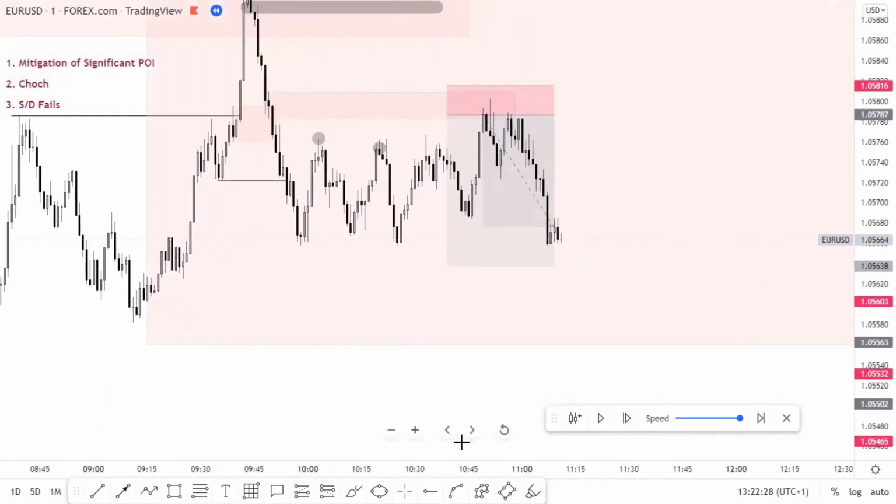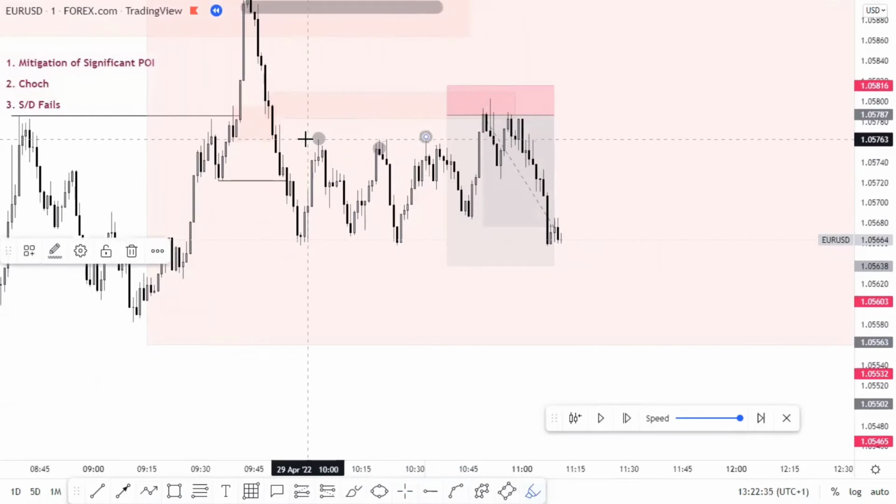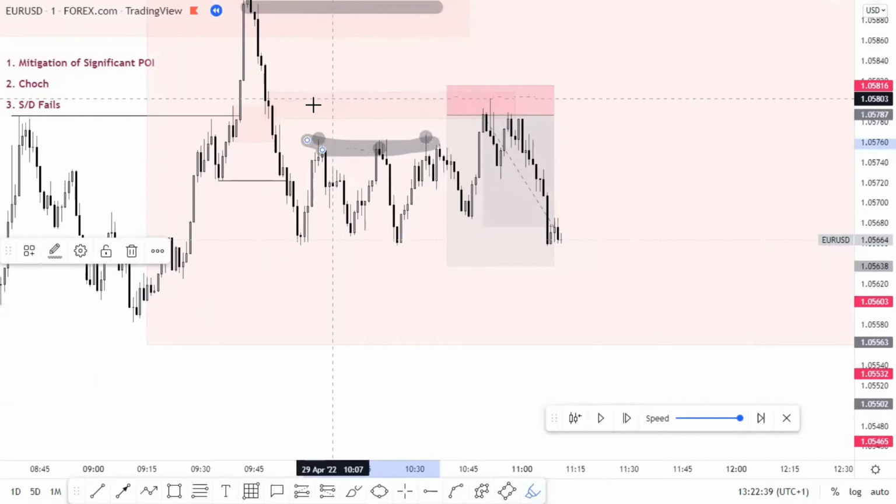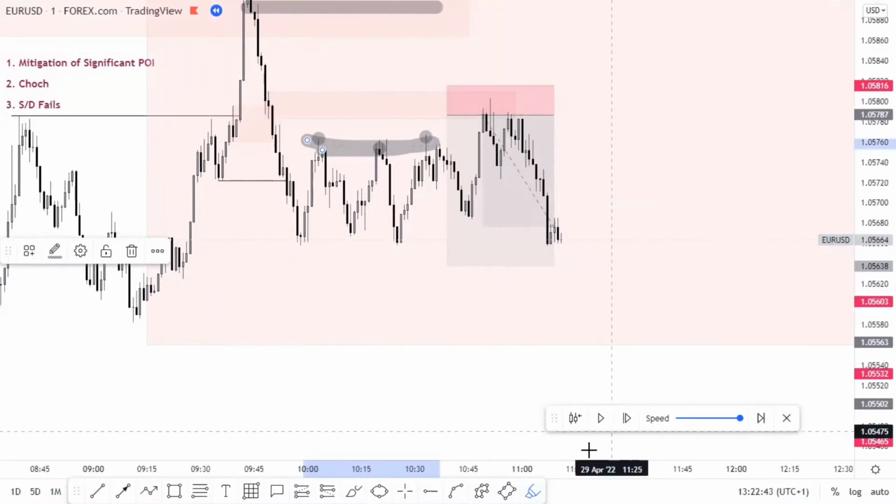But one thing I noticed here is that this place has had multiple inducements. So this was a very, very clear confirmation for me to use this supply zone as an entry area. So that was how I got into this trade.